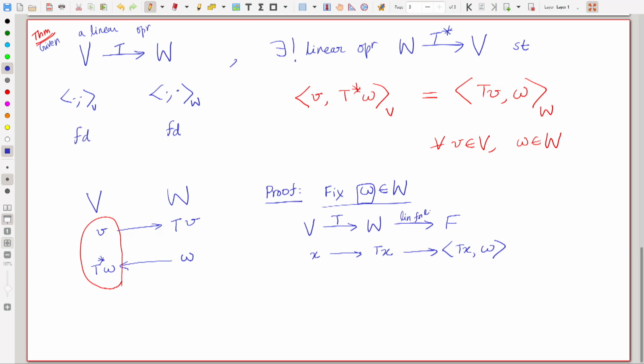Sorry, what? Huh? W will be X. Tx, comma X. No. Because it's a linear function. It's a linear function. Okay, I have fixed my W. Sorry, what is the question?